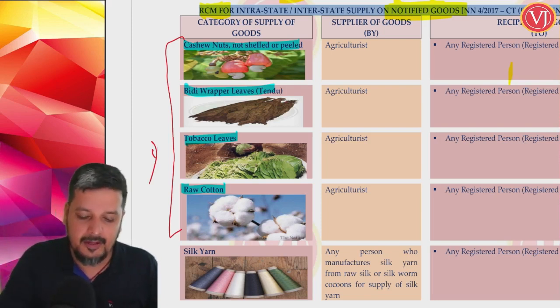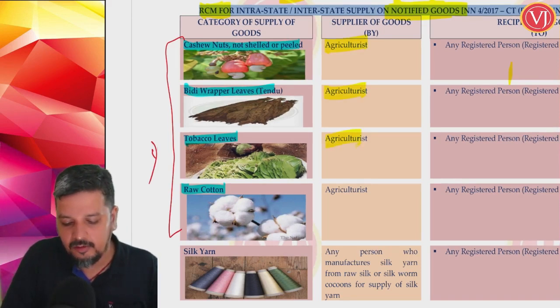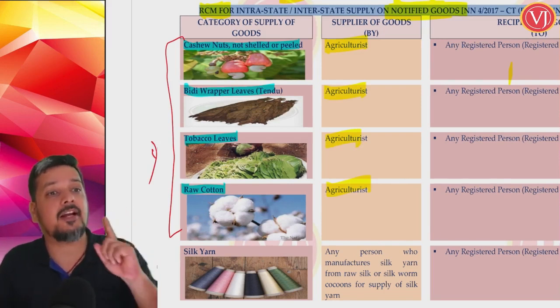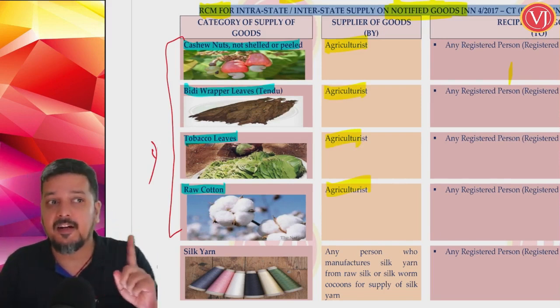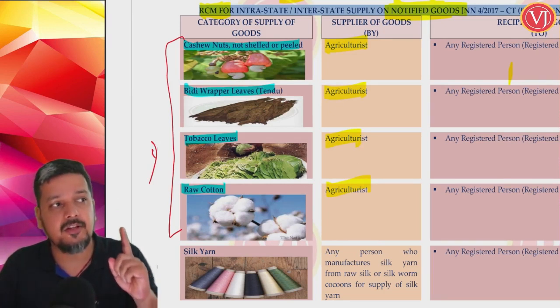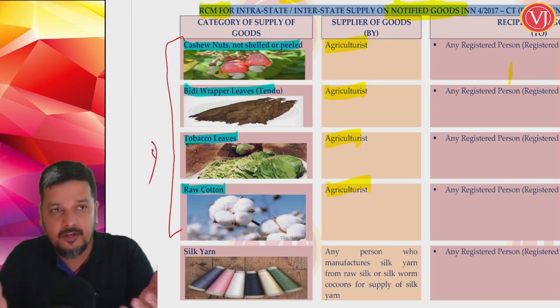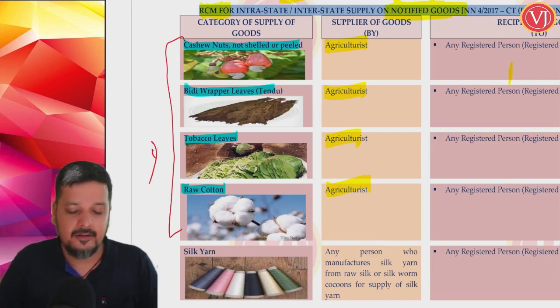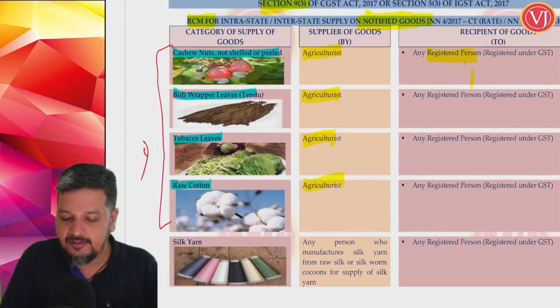Who should be the supplier? Supplier should be an agriculturist. Agriculturist means only individual and HUF, not an agricultural company. The definition of agriculture includes only an individual or HUF who is cultivating out of land. Recipient: any GST registered person.